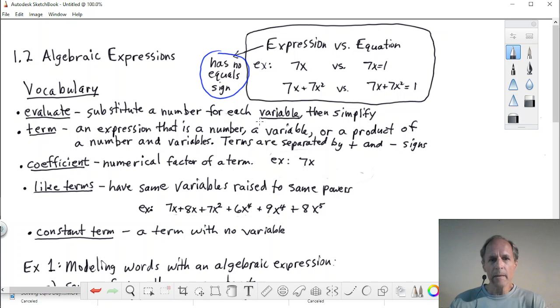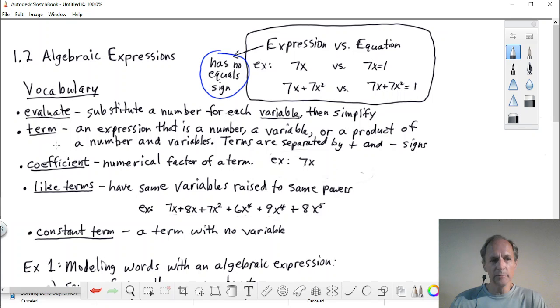Let's look at a simple example real quick, this 7x right here. Let's say we put in a 2 for the x. We could then evaluate that. We substitute the 2 for the x and evaluate it. 7 times 2 is 14. So the expression 7x evaluated for x equals 2 is 14.